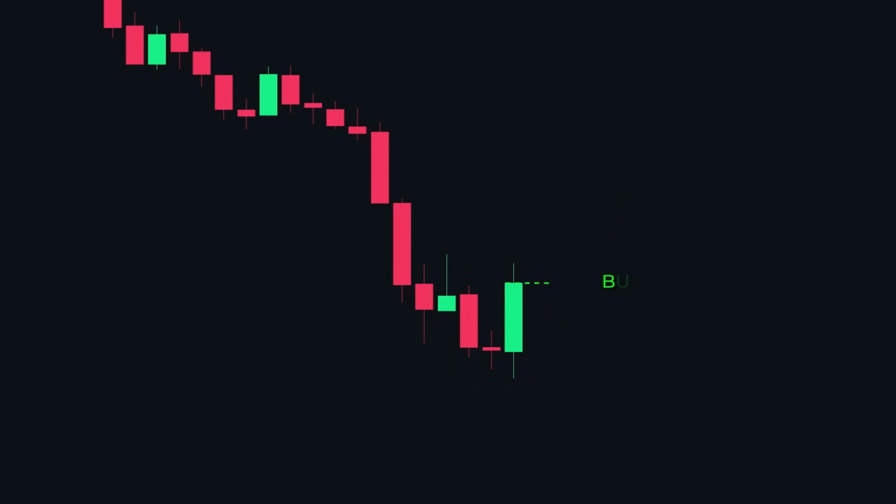To trade this, you can enter a buy position at the closing price of the third candle and place your stop loss at the lows of the second candle.